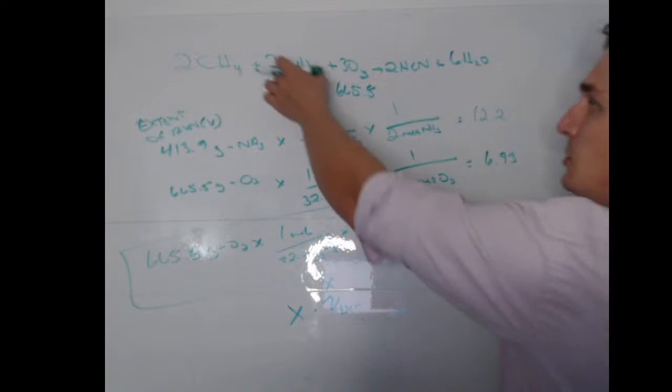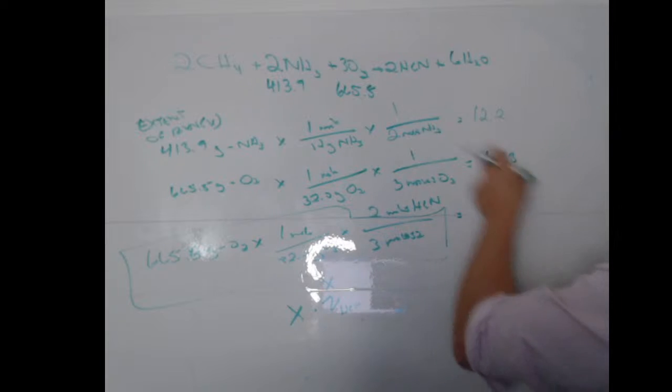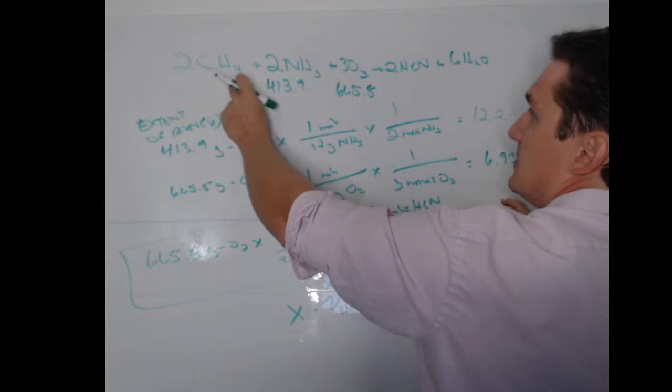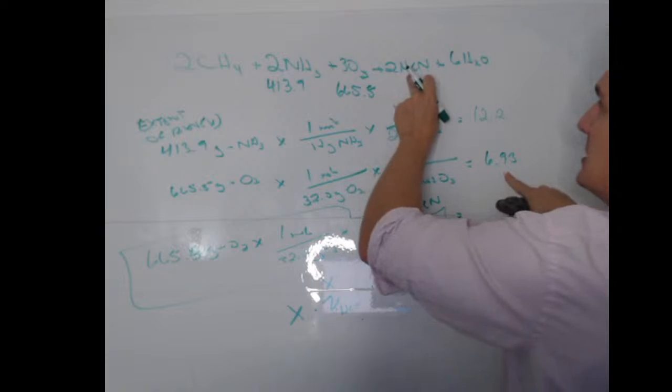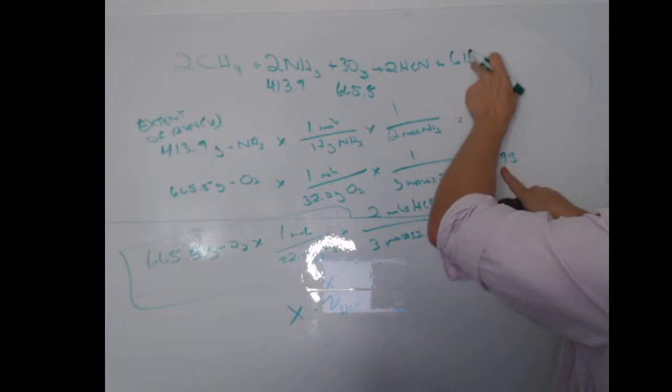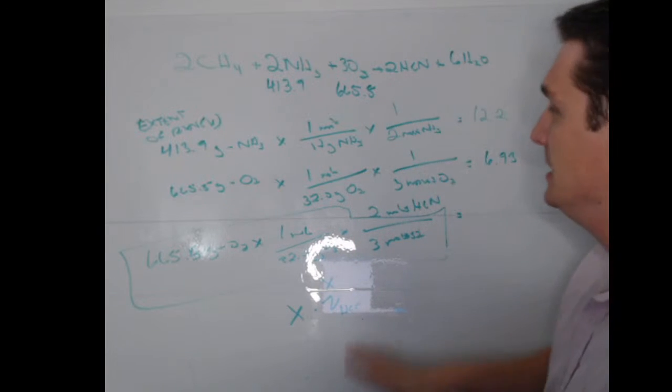So if we want to know how many moles of NH3 reacted, we just multiply this number by 2. If we want to know how many moles of CH4 reacted, we multiply by 2. If we want to figure out how much HCN, multiply by 2. If we want to figure out how much H2O, we multiply by 6.